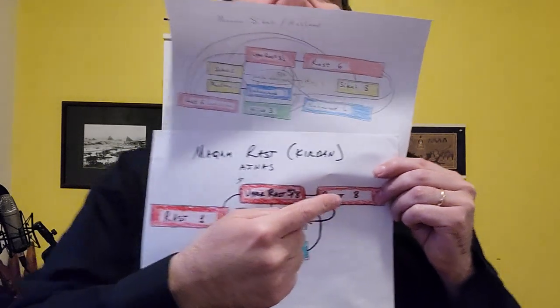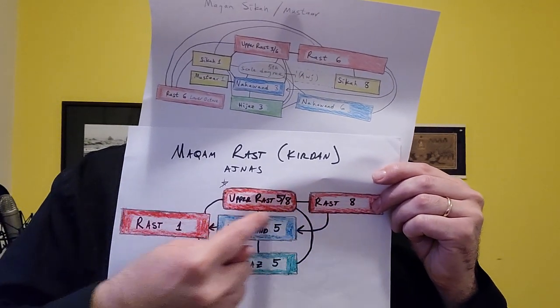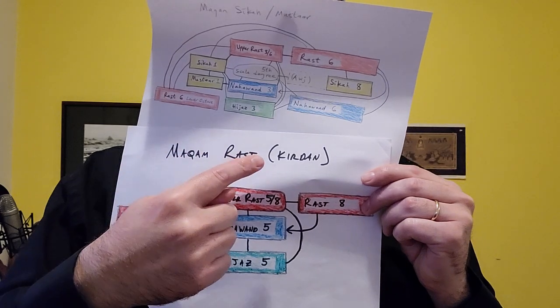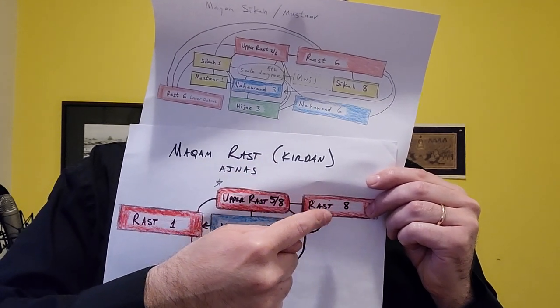So this pathway of descending from the octave of rust down, because kirdan is the version of rust that descends from the octave, right?